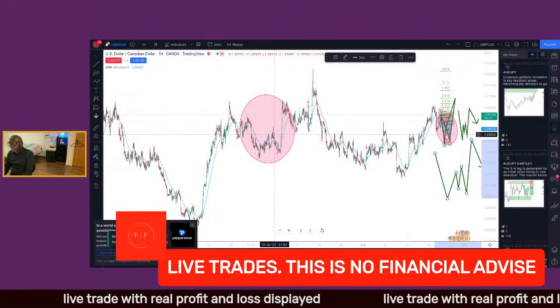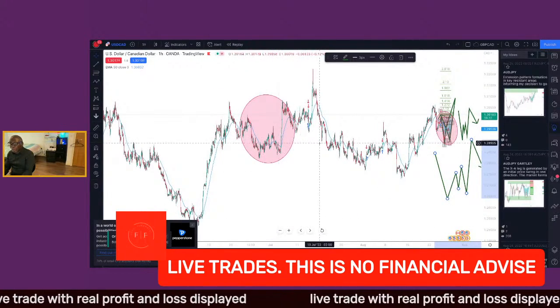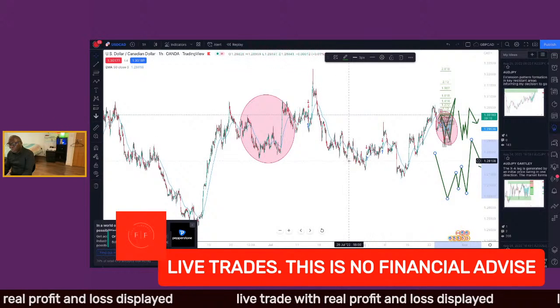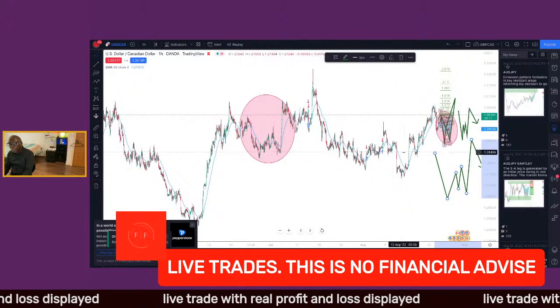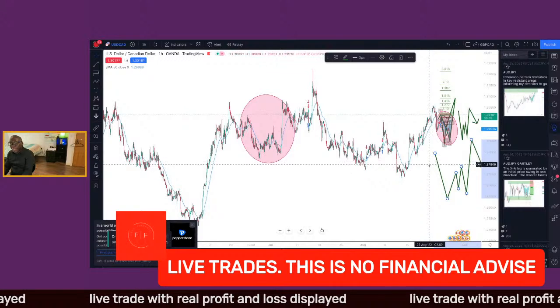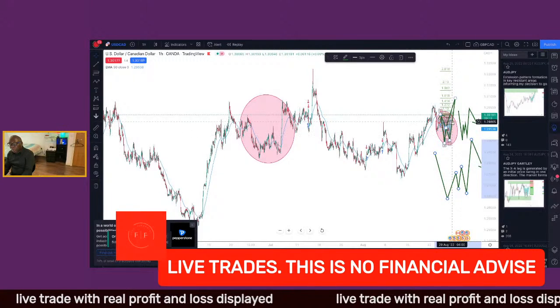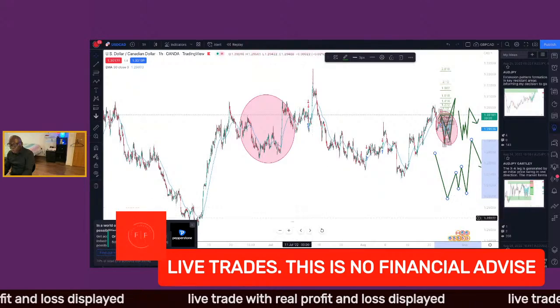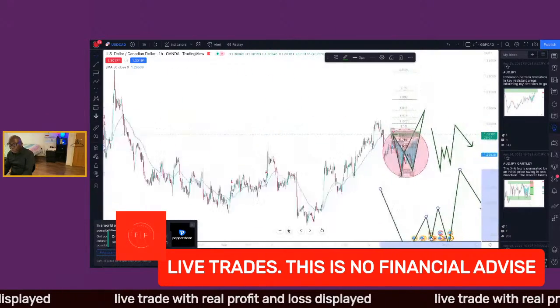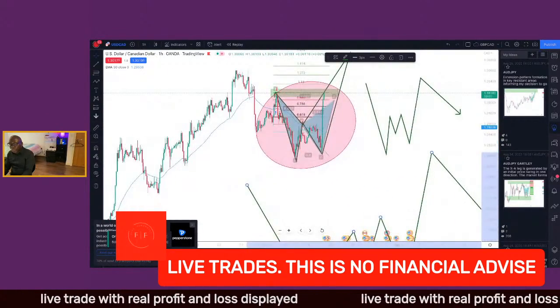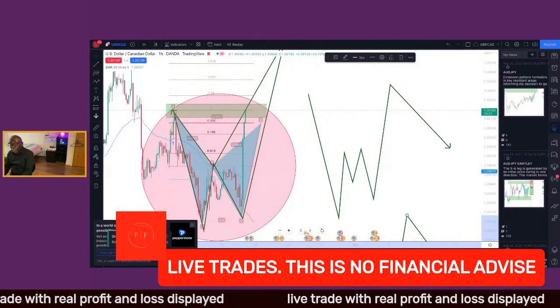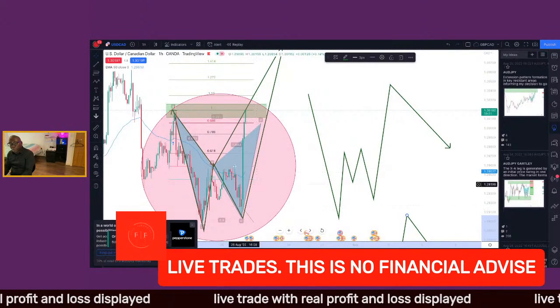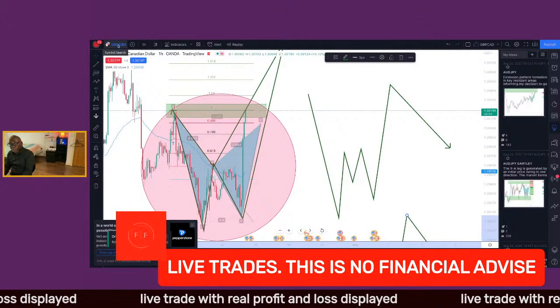Why does it repeat itself? Because it's the same players in the market every day, and people behave the same way. It's all the same sort of herd mentality. So I believe price will reach that area and come down. So I'm not in this trade yet, but that's one of my thinkings. That's what I think might happen.